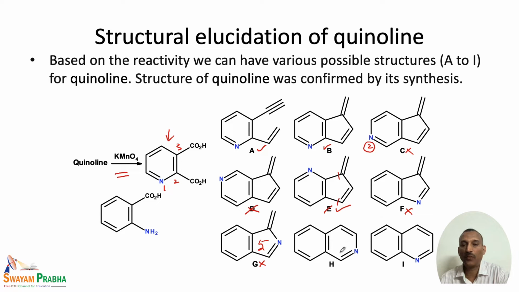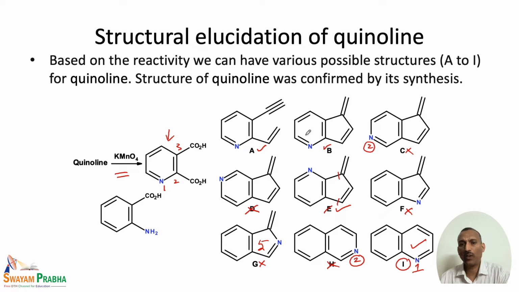And then we also have structure H and structure I. Between these two structures, we can say the structure of quinoline is going to be I, because this is the one where the nitrogen is at position 1. In structure H, we have nitrogen on the 2 position. We already know that 2,3 dicarboxylic acid cannot be formed from the 2 position structure. So we can rule out this one also. From all these things, we can conclude that the structure may be 1, that means I, A or B. Even E is possible for this particular case.